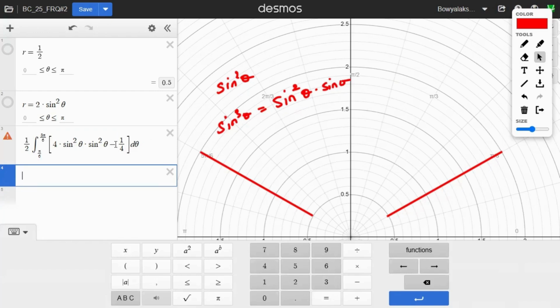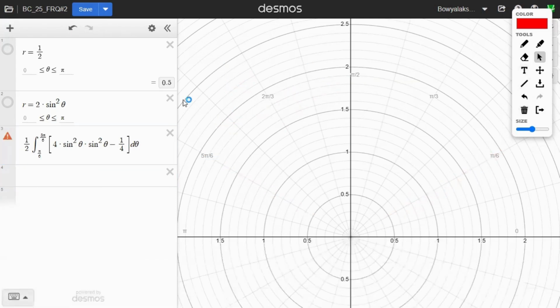So 4 sine power 4, half integral pi by 6 to 5 pi by 6. Brackets are properly given. Okay, let me close these.